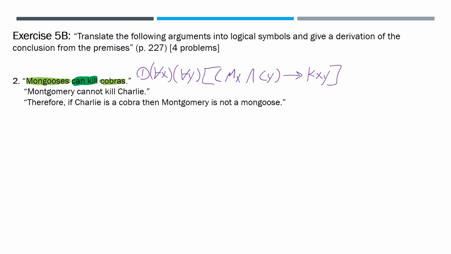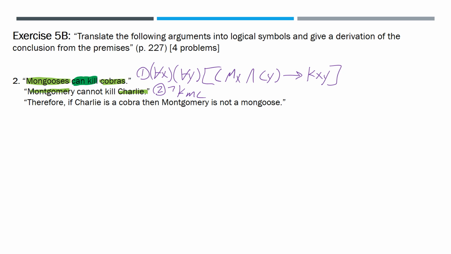Second premise, we have Montgomery cannot kill Charlie. We have two specific individuals. We have a relational predicate, kill. We have a denial, cannot. Premise 2, it is not the case, KMC. It is not the case that Montgomery can kill Charlie.